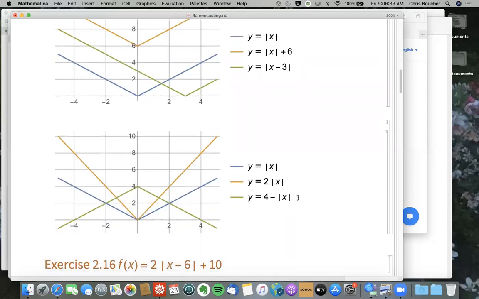And conceivably, there could be stretches and reflections, right? We can modify the absolute value function that way as well. If I multiply by 2 outside the function, I'm stretching vertically by a factor of 2. And notice how the orange curve does that.